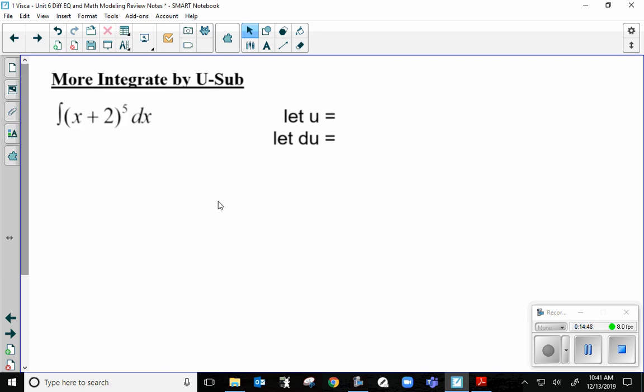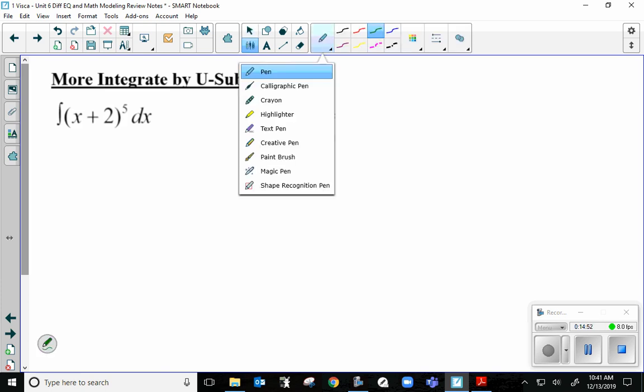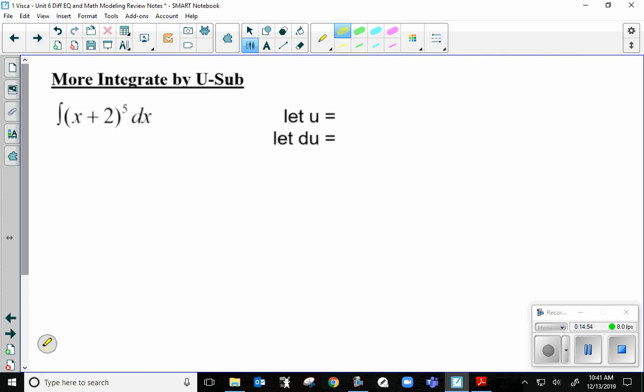Well, when you say it, it seems obvious. But how do I know what to make my u? I need to be sure that whatever my u is, in this case, I'm looking at x, but I'm going to make it x plus 2.